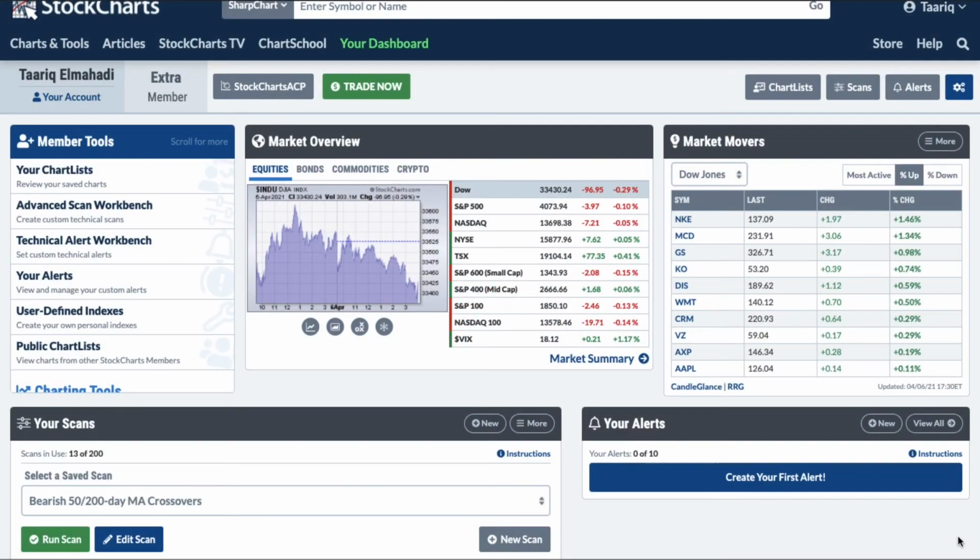Video, we're going to continue our conversation on momentum scans. Today, I'm going to show you all the increasing rate of change scan. This one's really helpful if you're looking for stocks that have been making a big move.